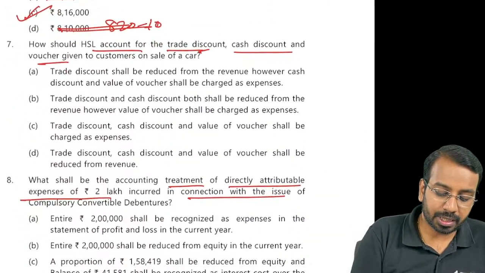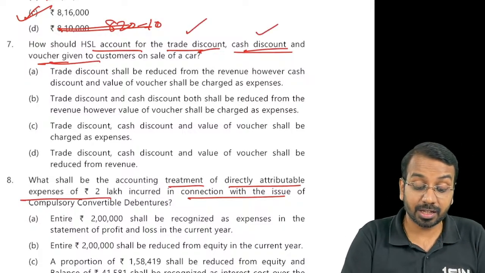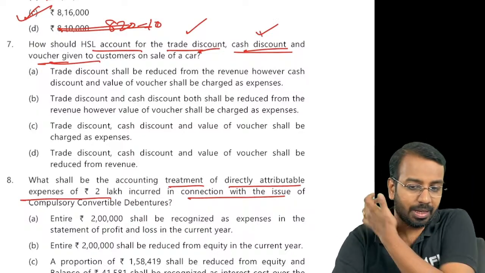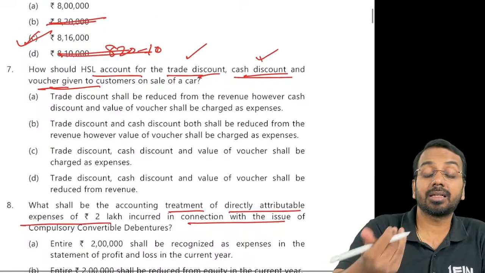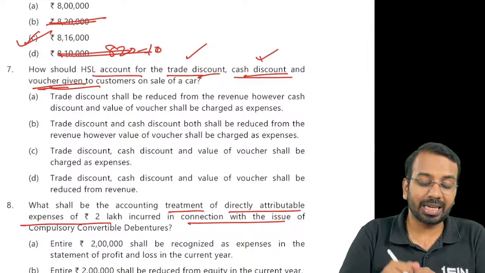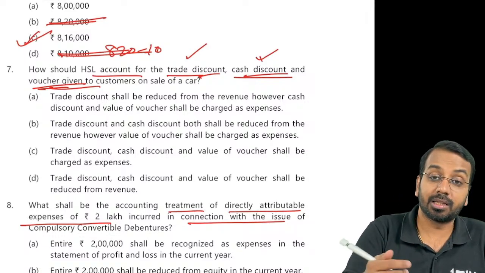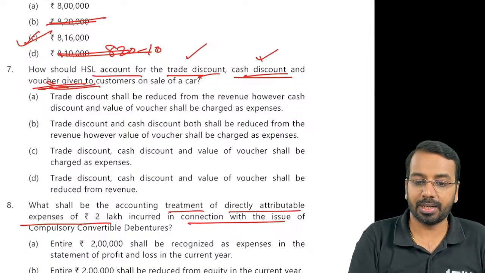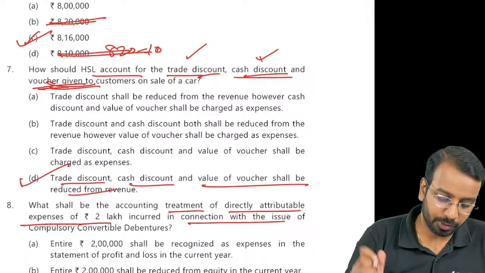Then, how should HSL account for trade discount, cash discount and voucher? Now please remember, trade discount you will reduce from the transaction price. Cash discount also is immediately provided at the time of sale. This also will reduce from the transaction price. Then, voucher has to be redeemed at another apparel store. Voucher will not be redeemed at our store. So that also should be reduced because you are giving a voucher worth 500 to the customer, right? So these three things that you are giving, the consideration payable to the customer, you will reduce from the transaction price. So trade discount, cash discount and value of the voucher shall be reduced from the transaction price.